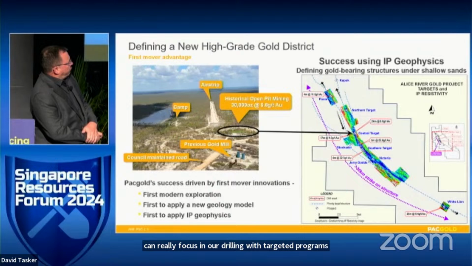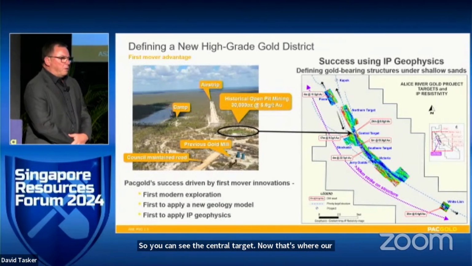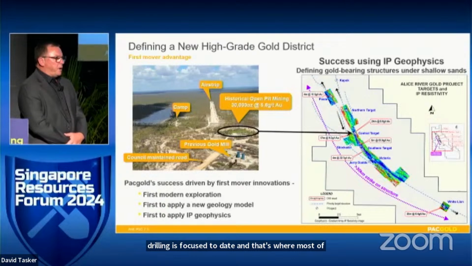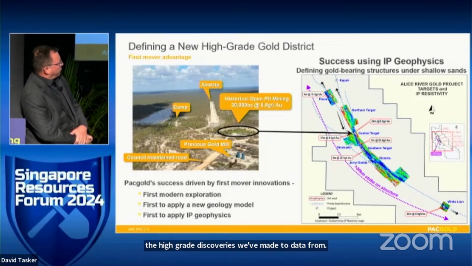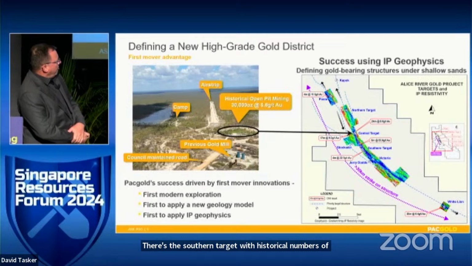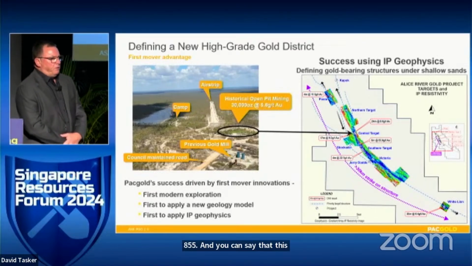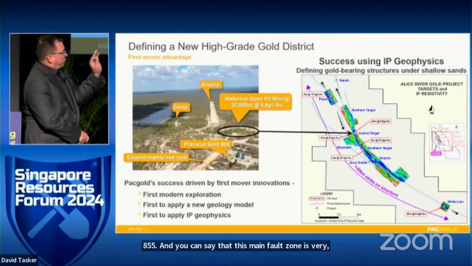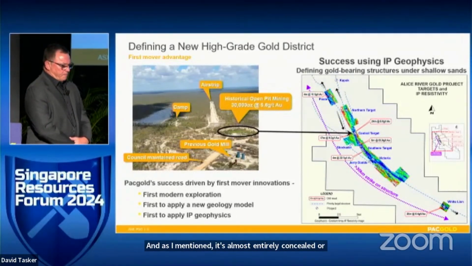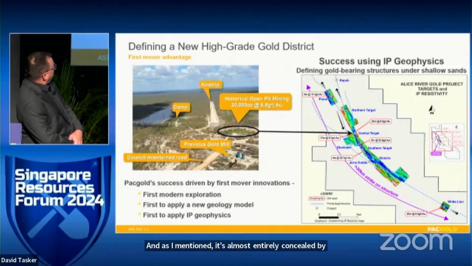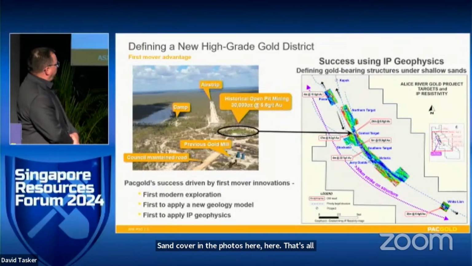So you can see the central target. Now that's where our drilling is focused to date, and that's where most of the high-grade discoveries we've made to date are from. But there's the southern target with historical numbers of 855. And you can see that this main fault zone is very, very extensive. And as I mentioned, it's almost entirely concealed by shallow sand cover. And you can see that sand cover in the photos here. That's all the white areas is the shallow sand cover.